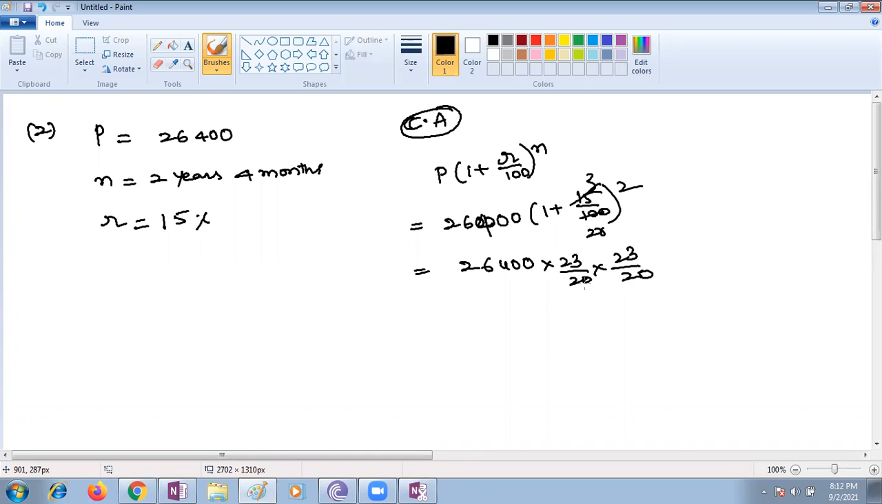Ma'am, could you explain how you took 2? I still didn't understand. Why? Because this is compounded annually, given. This is the condition, Bhavya. Annually means we take complete years only first.